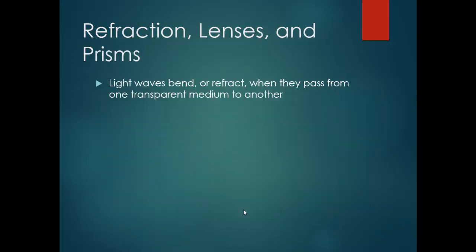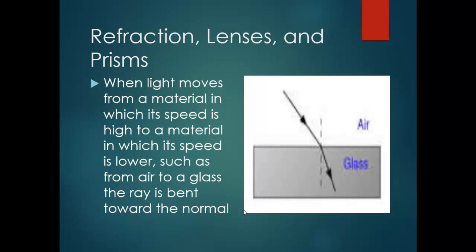Refraction, lenses and prisms. Light waves bend, or refract, when they pass from one medium to another medium. Reflection of light happens in the same medium. It means the bouncing or return of the light ray, again at a different angle, sometimes at the same angle when the surface is smooth, and sometimes at a different angle when the surface is rough. But refraction of light happens when the light ray passes from one medium to another medium.